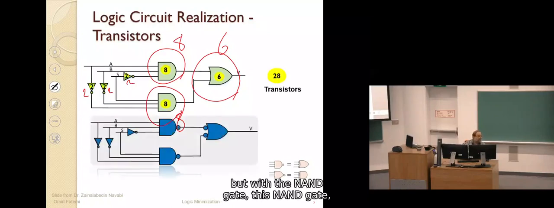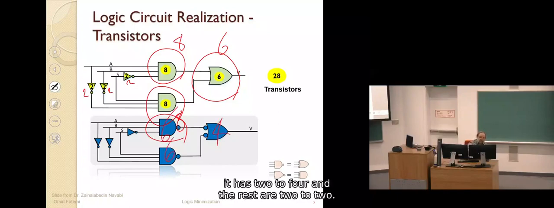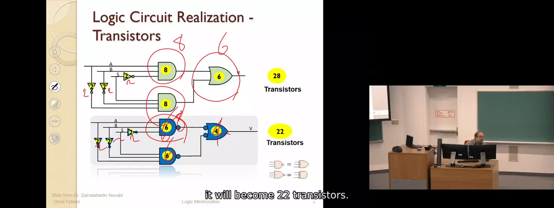But with the NAND gate, this 3-input NAND gate, each input has 2 transistors. So it has 6, it has 2 to the 4, and the rest are 2, 2, 2. And if you sum up, it will become 22 transistors. So you see, with some kind of simplification, some kind of change to NAND gate, we have 6 transistors less. And it is too much, 6 transistors in 28.